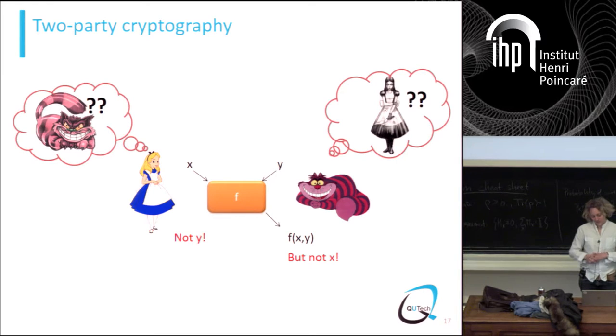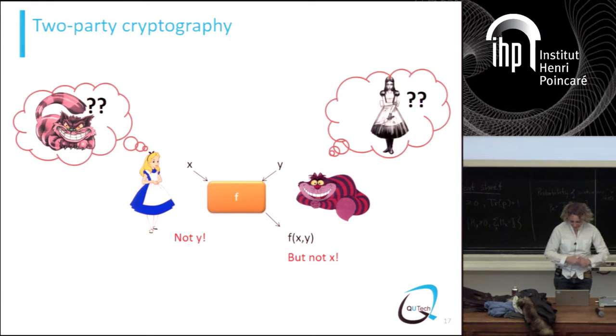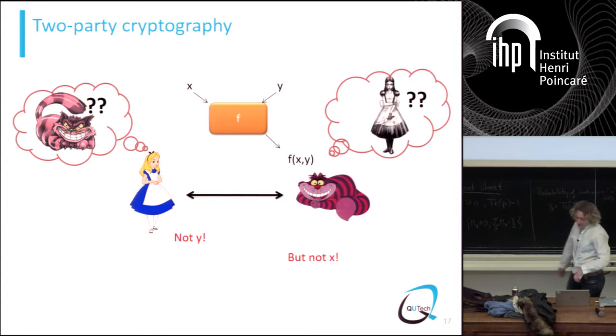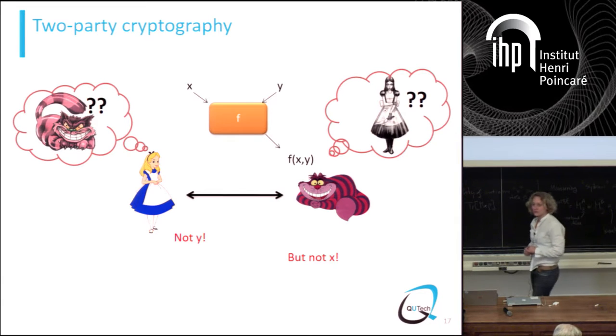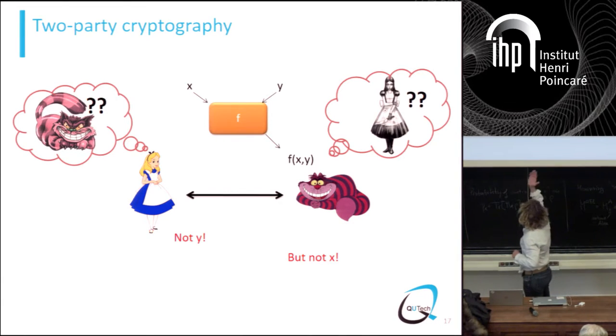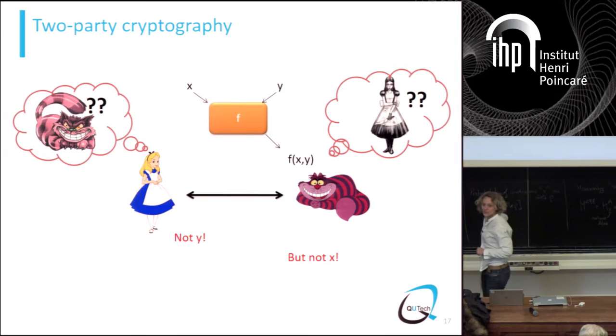There are many examples of such tasks. For the present audience, I don't need to give you any examples. Basically, what we try to do is build something like this magic orange box, which of course does not exist. So Alice and Bob want to solve this task by communicating over a classical or quantum channel.